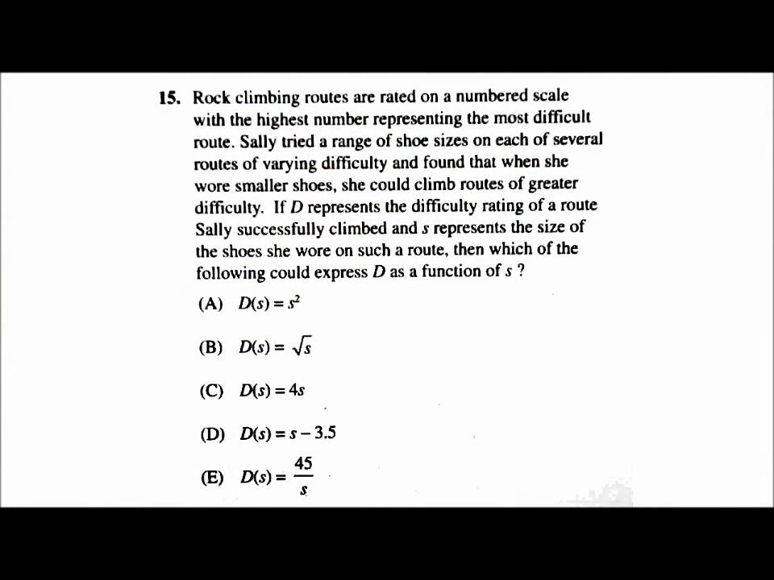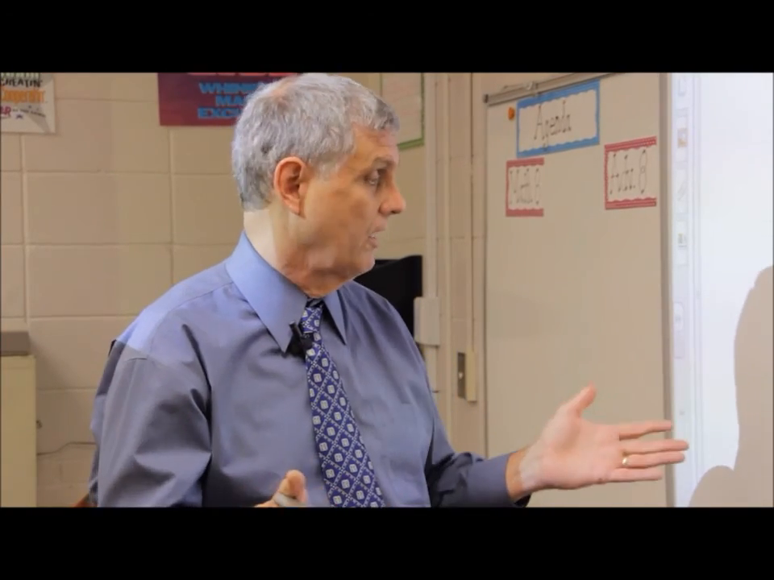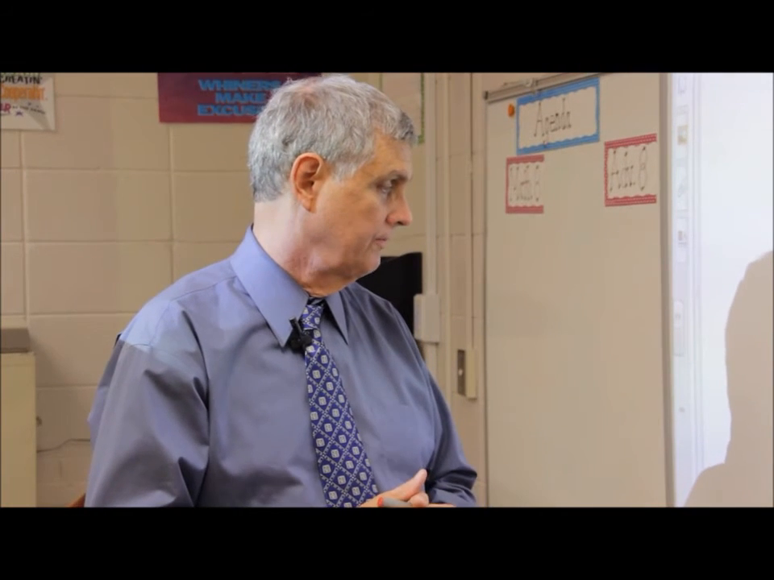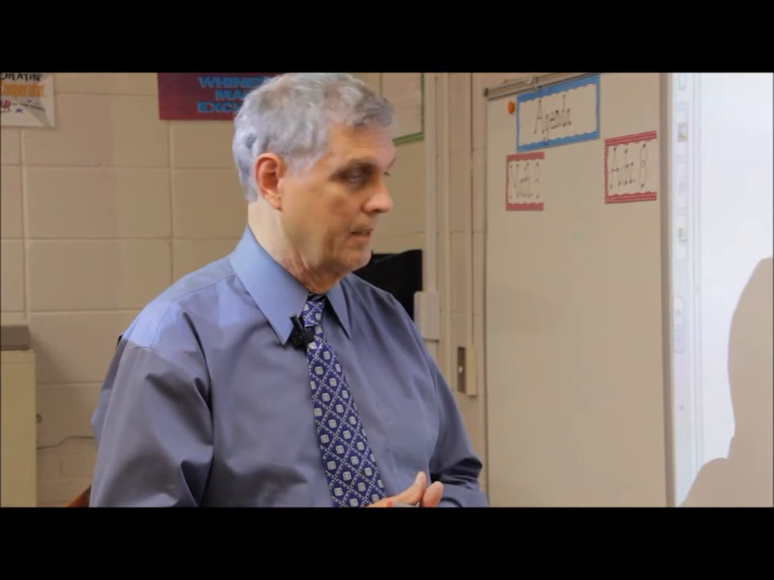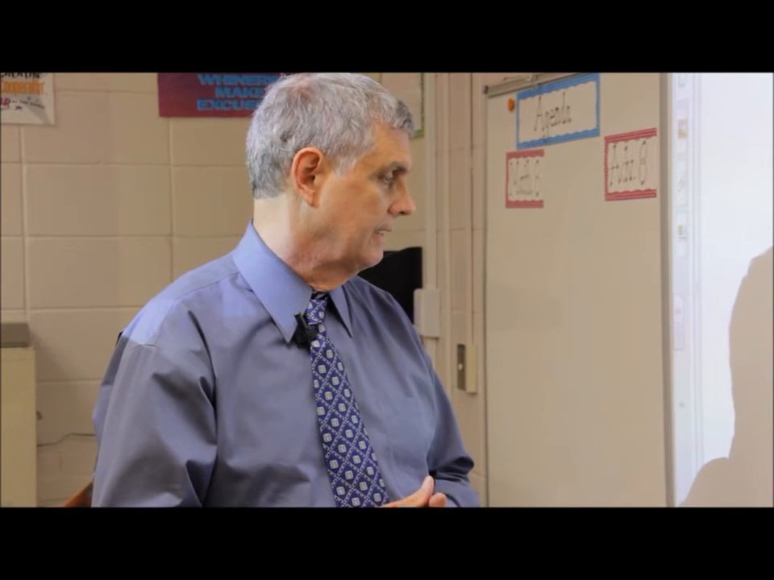If I put in 10, I square it, I get 100. If I put in a 6, I get a 36. So obviously 100 is larger than 36, so you can eliminate A. Same thing with B. The square root of 10 is obviously larger than the square root of 6. And for C, 4 times 10 is obviously larger than 4 times 6. Same thing with D. I'm going to get a smaller number rather than a larger number with D.